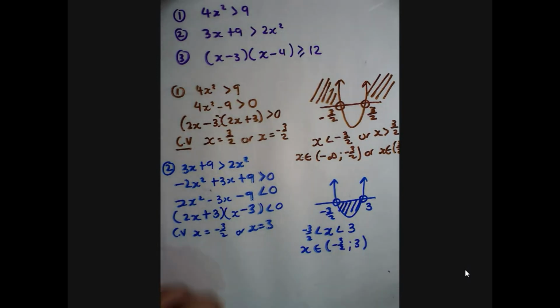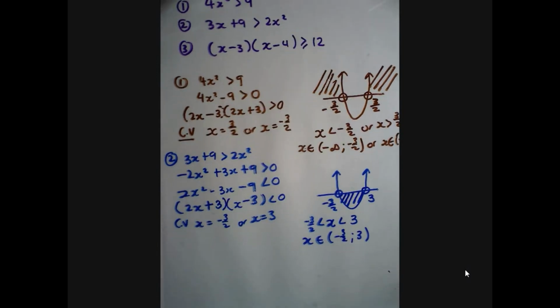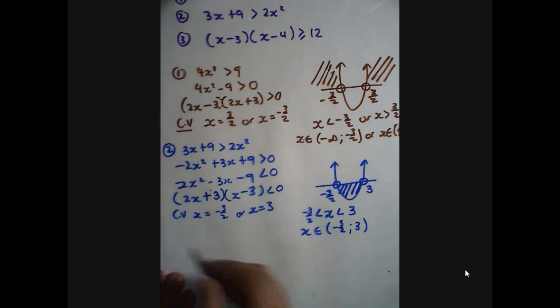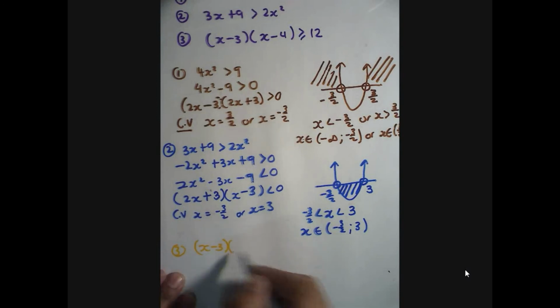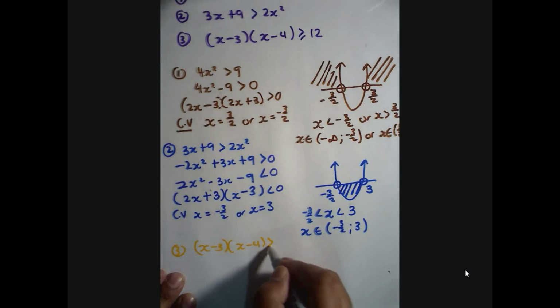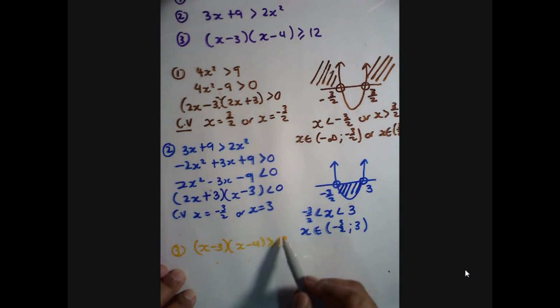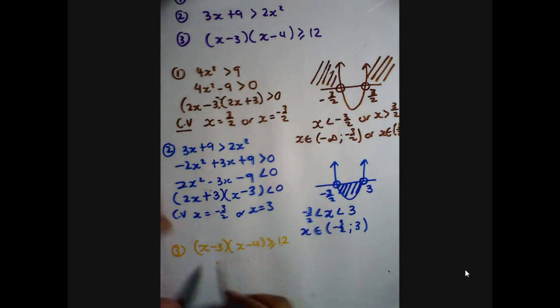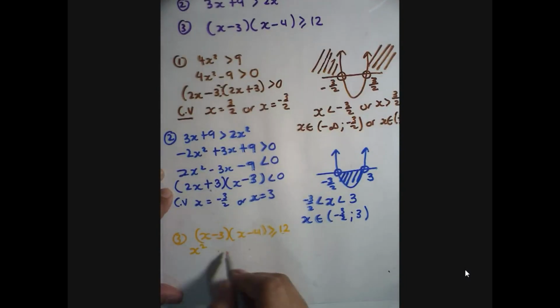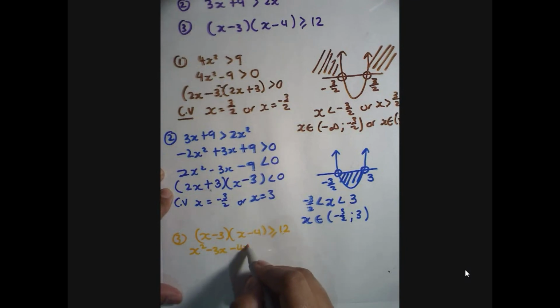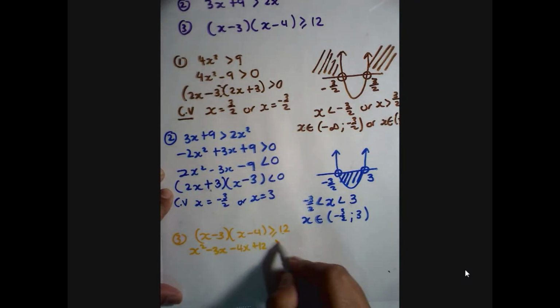Okay, then we're going to do number 3. Alright, we go to number 3. Now many of you thought, oh wow, number 3 is so easy, it's already done for us. If you thought that, you already got 0. The reason why is you can only let this equal to 0 and this equal to 0 if this part here was 0. But here it's not 0, here it's 12. So you first have to multiply this thing out. So x squared minus 3x, minus 4x plus 12 is greater than or equal to 12.